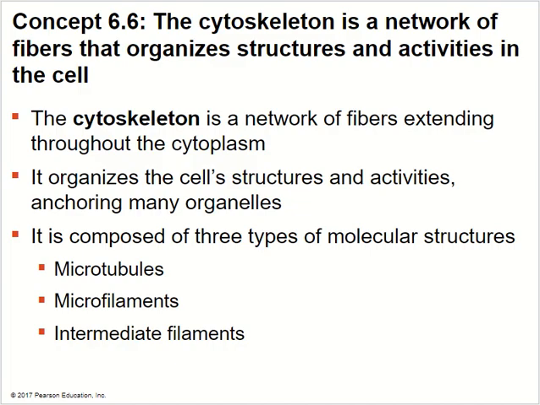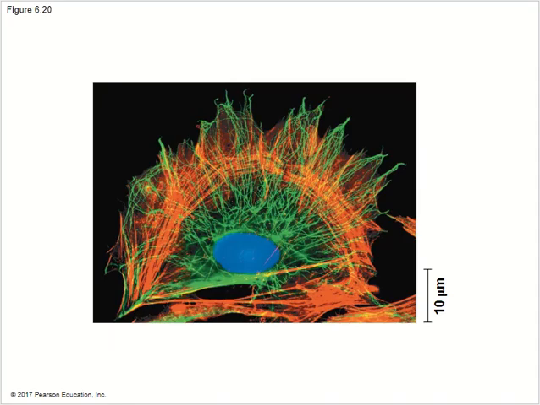The cytoskeleton is a network of fibers that organizes structures and activities in the cell. The cytoskeleton is a network of fibers extending throughout the cytoplasm. It organizes the cell structure and activities, anchoring many organelles in place. It is composed of three types of molecular structures: microtubules, microfilaments, and intermediate filaments.